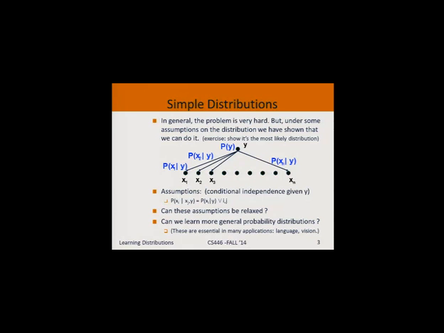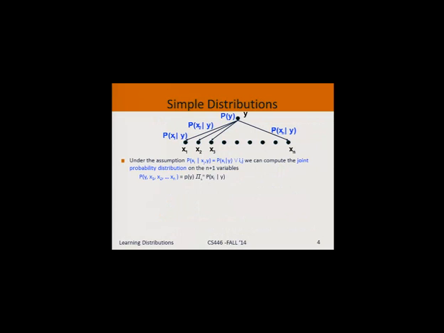Can we learn this? Can we make decisions with respect to this? Okay, so let's just go back to this simple probability distribution. Under this assumption, we can actually compute the joint probability distribution. That is, we can compute P of y, x1, x2, xn. And again, this is a notational convention that you should be comfortable with.